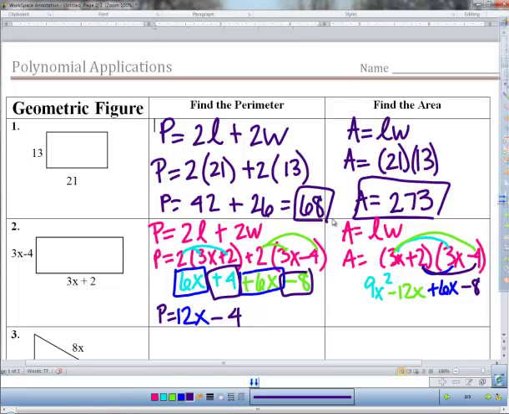So I'm going to combine my like terms here. So I've got negative 12x plus 6x. That gives me a negative 6x. And then I can't combine any other terms, so I just bring everything else down. So my area equals 9x squared minus 6x minus 8.